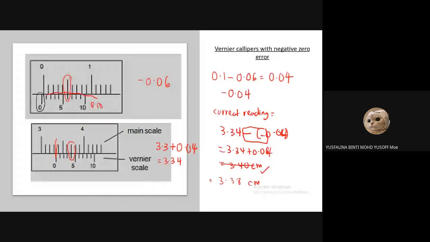And you can see for the vernier scale, the scale has all moved forward. It should be in one line like this. But the vernier scale moved forward, so you need to minus it so you can get the correct reading. It's the same as this one.